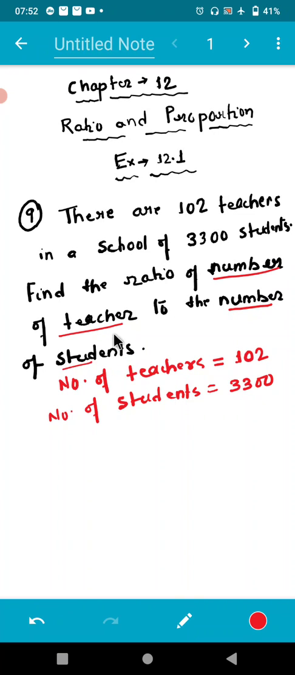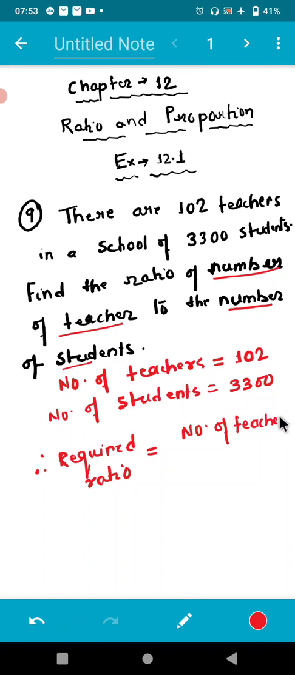Be very careful which term is mentioned first in the question. That you have to put in the numerator, and the second one you have to write in the denominator. So be very careful with this. Therefore the required ratio would be equal to number of teachers by number of students.